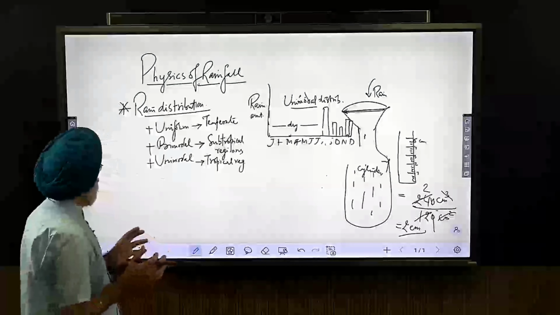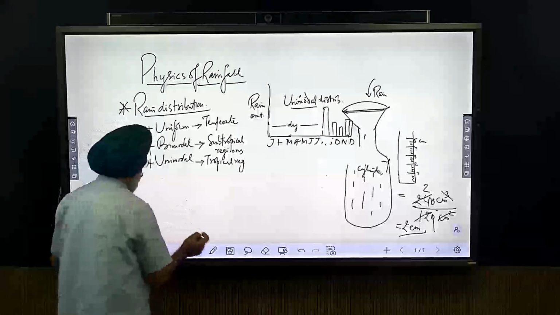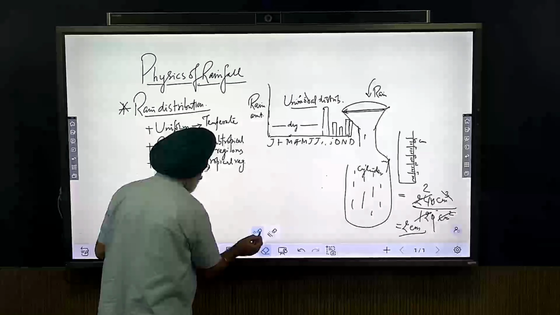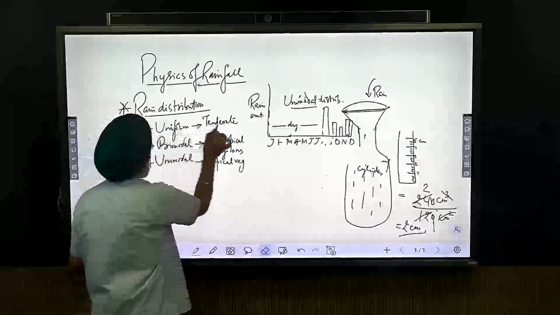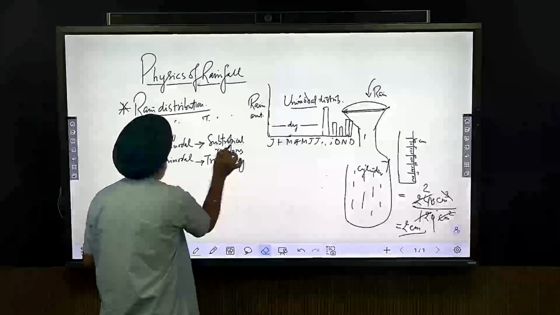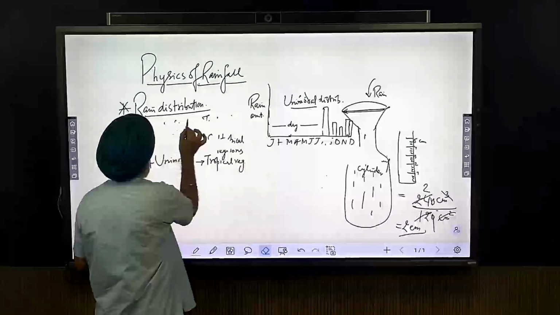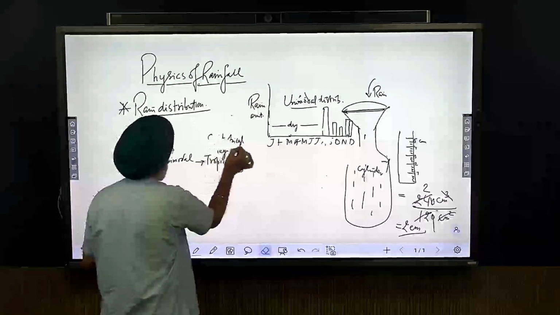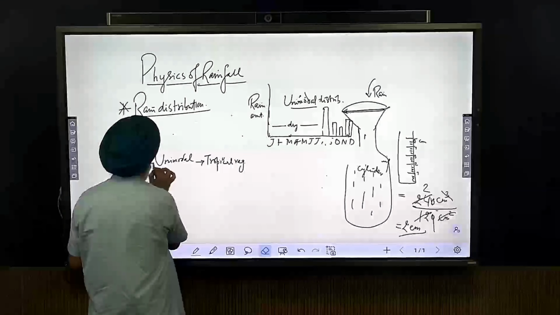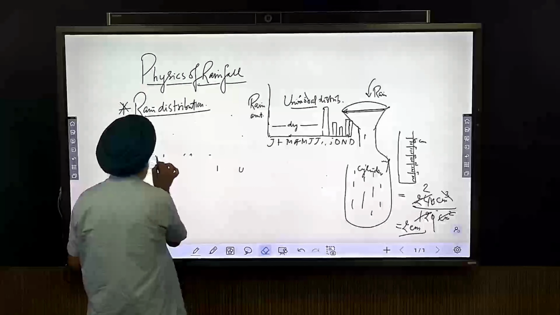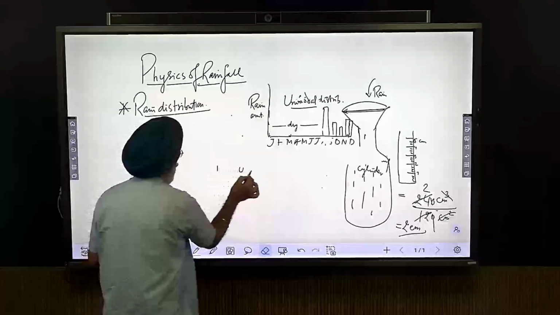So after rain distribution, the third parameter which we have is rain intensity. This is again an important parameter. Okay, your amount is good, distribution is good, but now the question is at what speed the rainfall occurs.